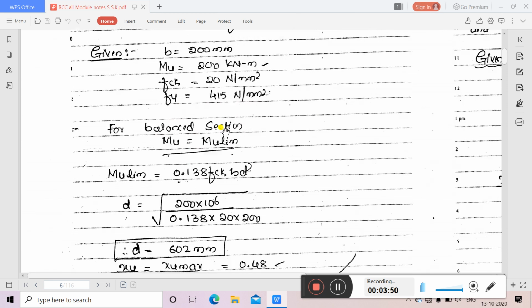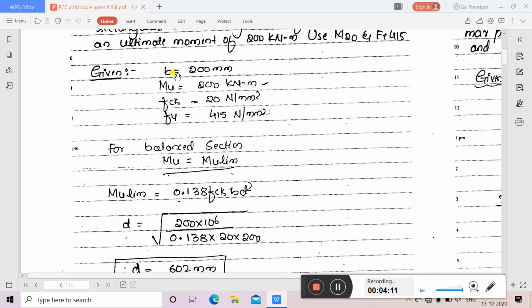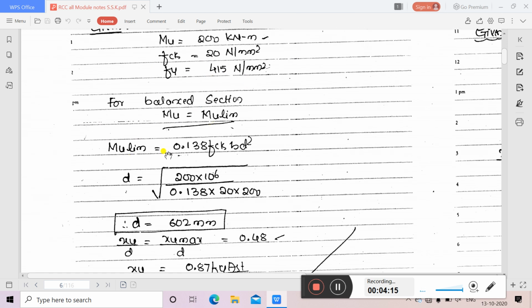Here we are using Fe415 steel, so Mu limit will be equal to how much? 0.138 fck bd square. All are known values. When Mu is equal to 0.138 fck bd square, obviously Mu is equal to Mu limit. So in this case instead of Mu limit I'll be taking Mu here. You know the value of Mu, that is 200 kilonewton meter. So Mu is equal to 0.138 fck bd square. So small d is equal to root of how much?